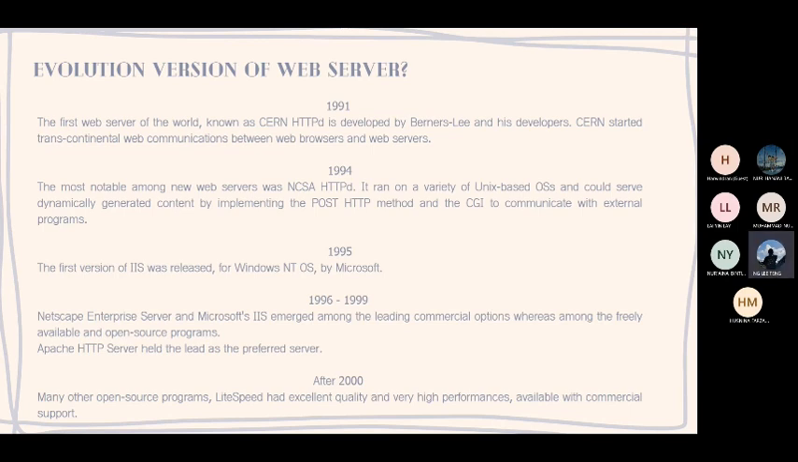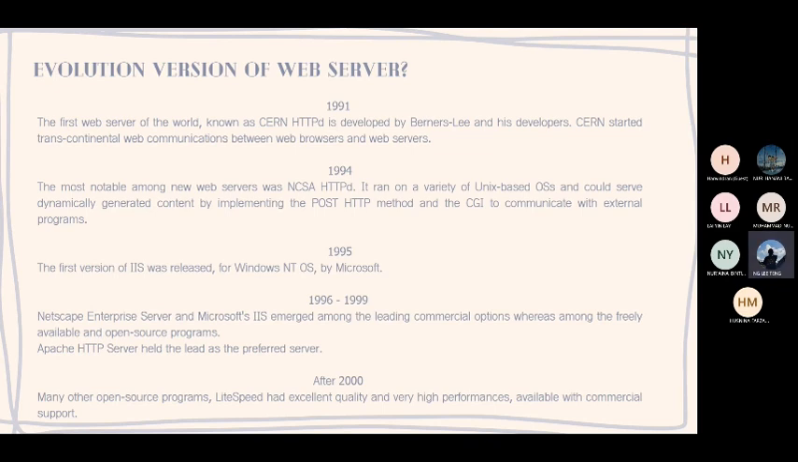In 1994, the most notable new web server was NCSA HTTP. It ran on a variety of Unix-based OS and could serve dynamically generated content by implementing the POST HTTP method and the CGI to communicate with external programs. Next, in 1995, the first version of IIS was released for Windows NT by Microsoft.